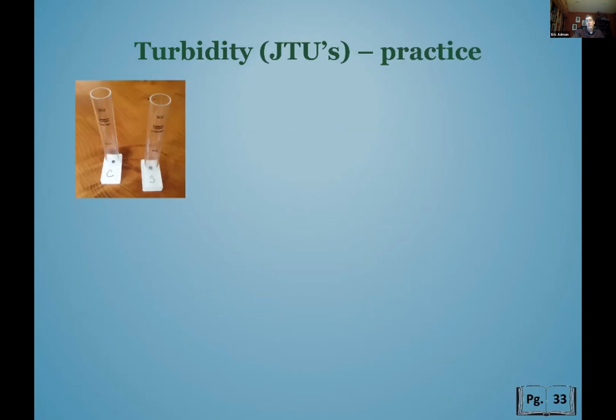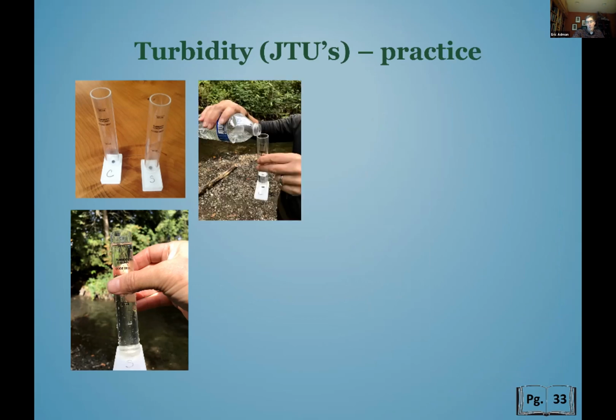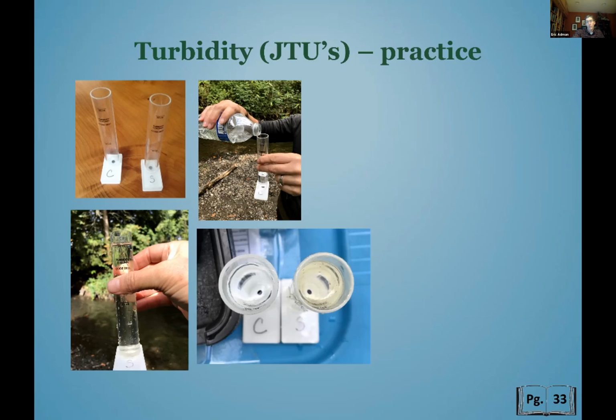So to do the LaMotte kit test for turbidity, you use these two tubes that come in the kit, and you typically label one control, one sample. The sample is the water you're going to collect out of the stream. For the control, you're going to put tap water or bottled water in. You're going to fill it up to the 50 milliliter mark with your sample water, then do the same with your control. And you're looking down through the tops of these tubes to see a little dot in the bottom, and which dot looks more fuzzy or opaque.